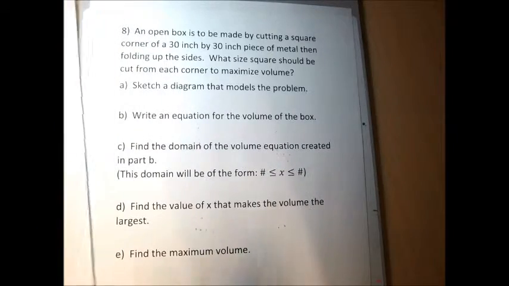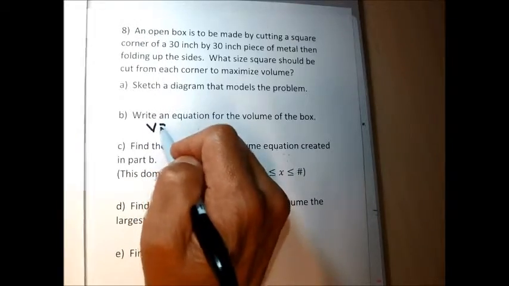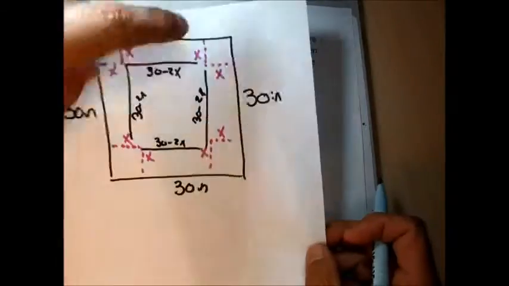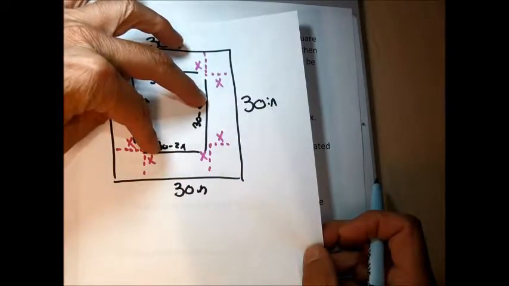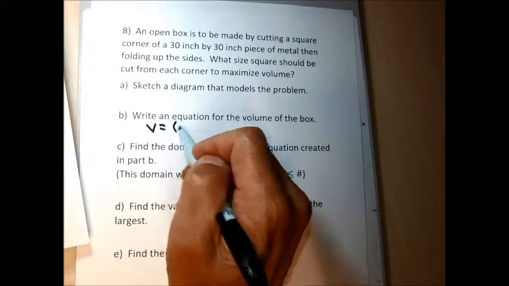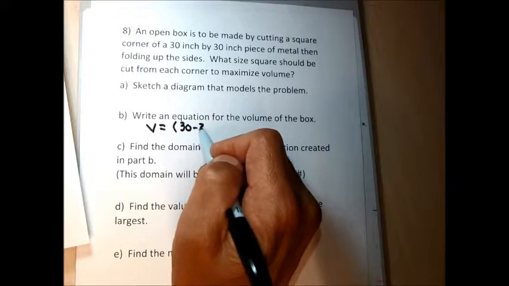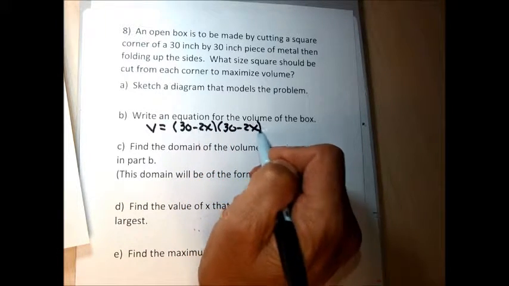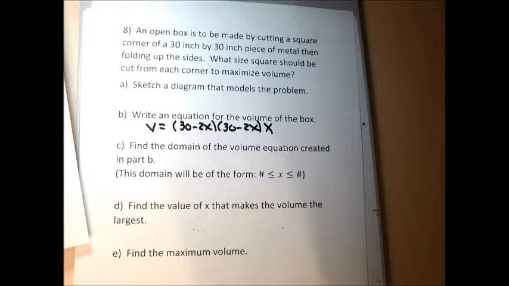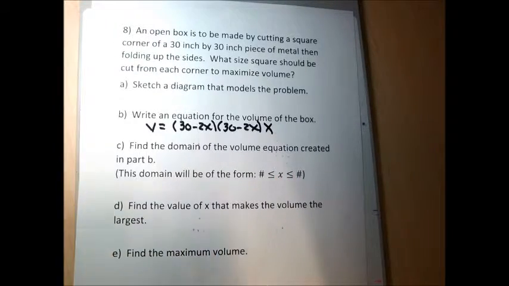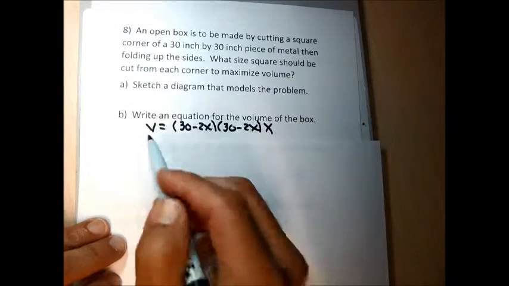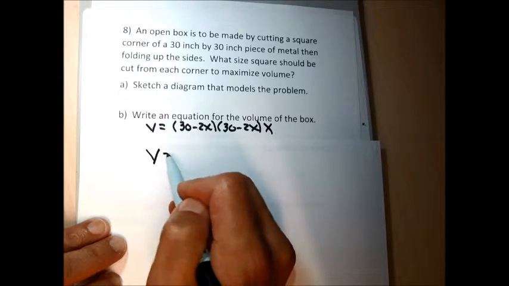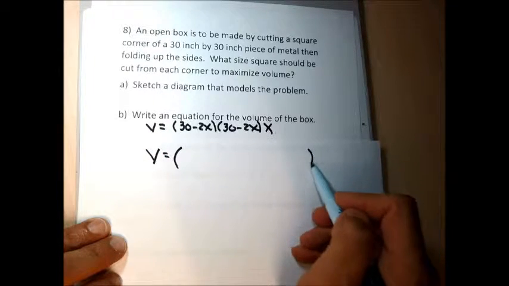For part B, the volume is going to be the volume of the base, which is 30 minus 2x times 30 minus 2x, times the height. This one's going to be nasty, I think. So 30 minus 2x times 30 minus 2x times x. I'm going to pull out another sheet of paper and get this cleaned up. And I'm expecting eventually to get a horrible number, but maybe I won't here.